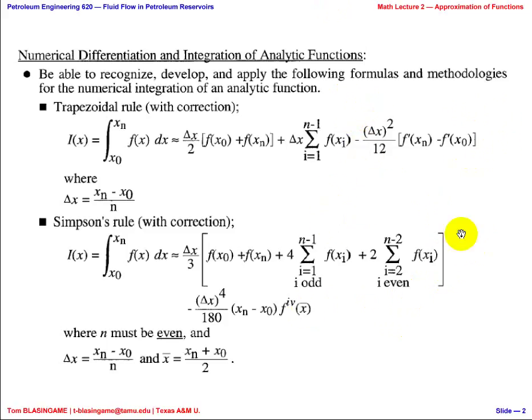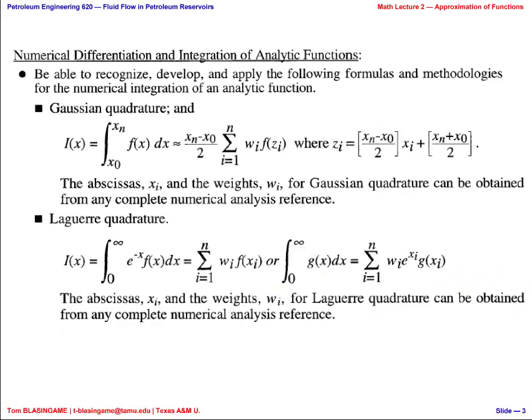Obviously, you have to make some decision about how you're going to truncate these series whenever you're deriving them. And so, you may say that because there's a first derivative here, the trapezoidal rule with correction is second order correct. And because there's a fourth derivative here, you may say that Simpson's rule with correction is fourth order correct. If you wanted to assign some sort of jargon to it, you could do that.